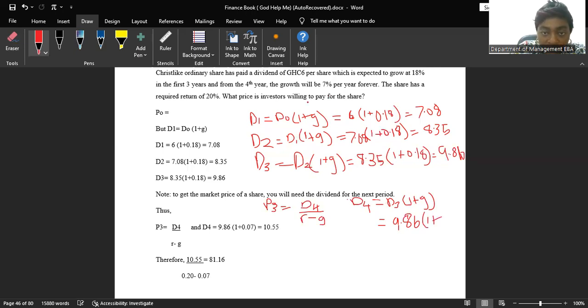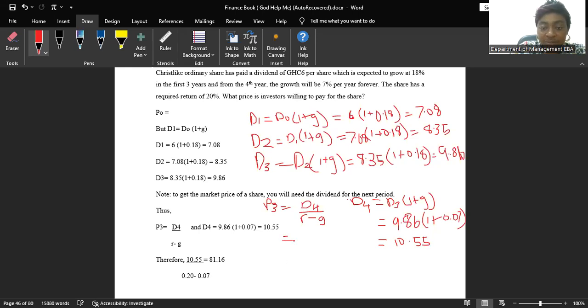Now you can see that the growth for the 4th year was 7%, that is 0.07. So this one you are going to get 10.55 when you calculate it.